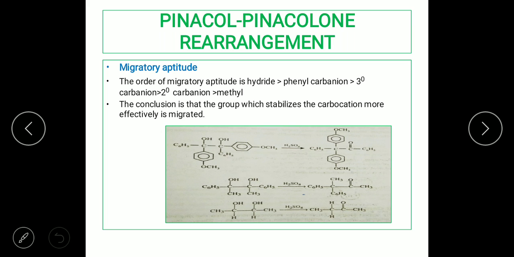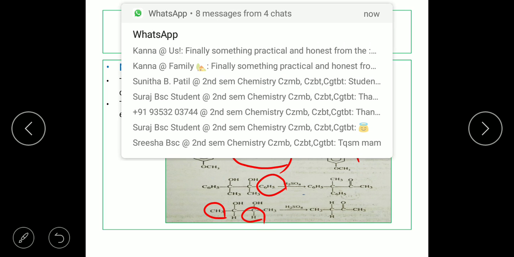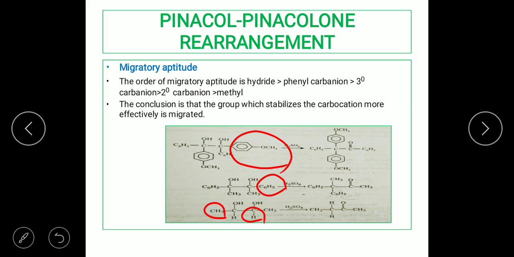If the substrate has a group like this, it can migrate. If there is a phenyl, it can migrate. If there is hydrogen, it can migrate. If there is a methoxy group, it can migrate. So there are all these possibilities. So there can be n number of migratory groups which can migrate from its position to the carbocation.